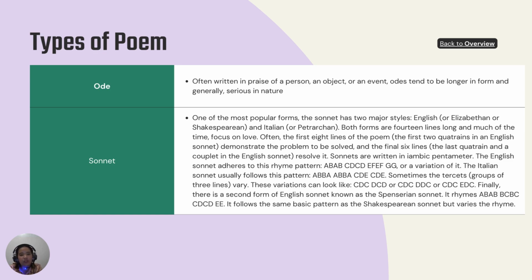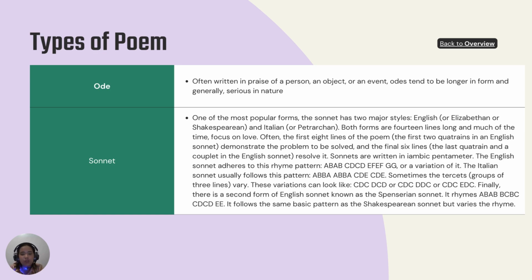When we talk about sonnet, I know you're very familiar with this one. This is a 14-line poem, and we have the Elizabethan, Shakespearean, and Italian forms. Okay? Both forms are 14 lines long and much of the time focus on love. Often the first 8 lines of the poem, the first 2 quatrains in an English sonnet, demonstrate the problem to be solved. And then the final 6 lines, the couplet in the English sonnet, resolve it.